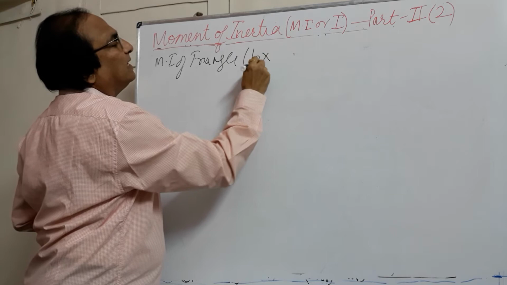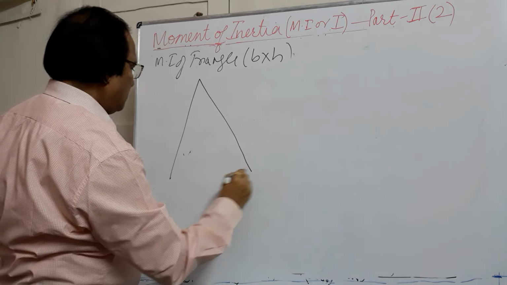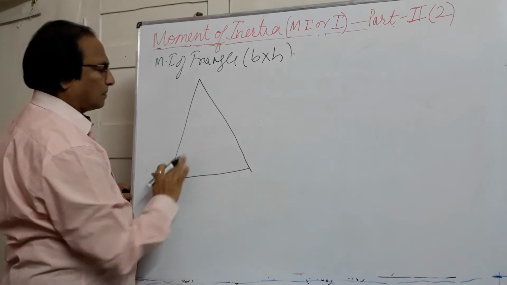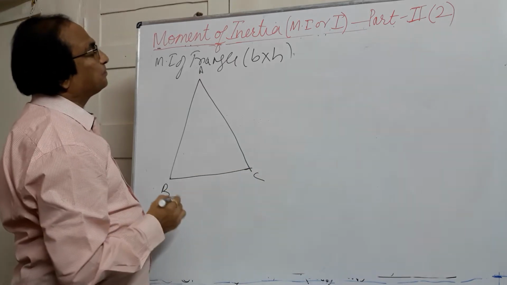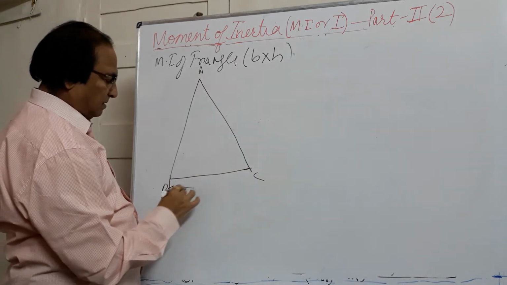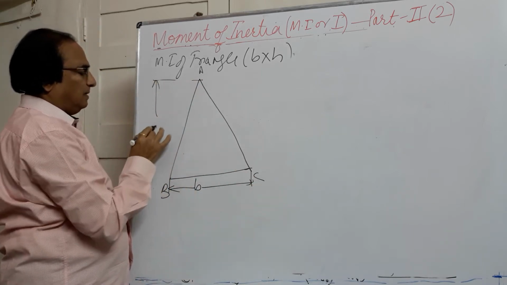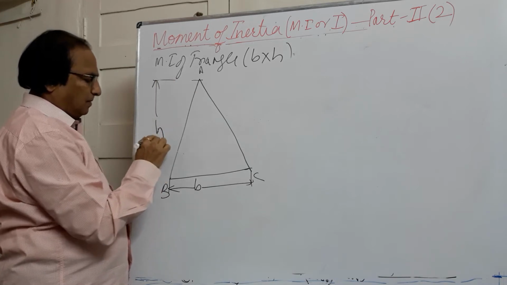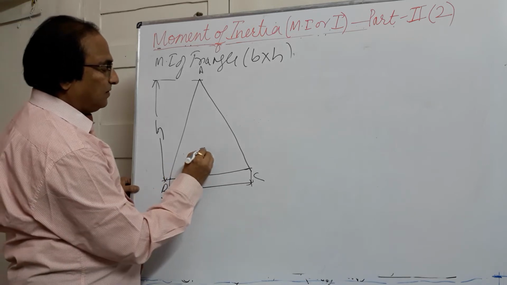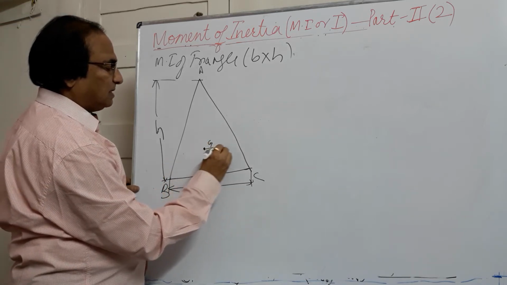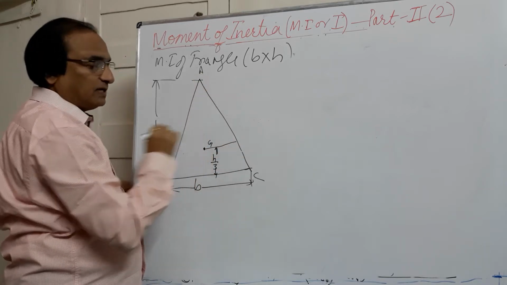And this is a base b and height h. So if I consider a triangle here, A, B, C, let the base be of width b and let the depth of the triangle be h. We have already seen in CG such a figure. Now here in this case we know the distance of centroid G. This is at a distance of h by 3 from the base and 2/3 of h from the apex.